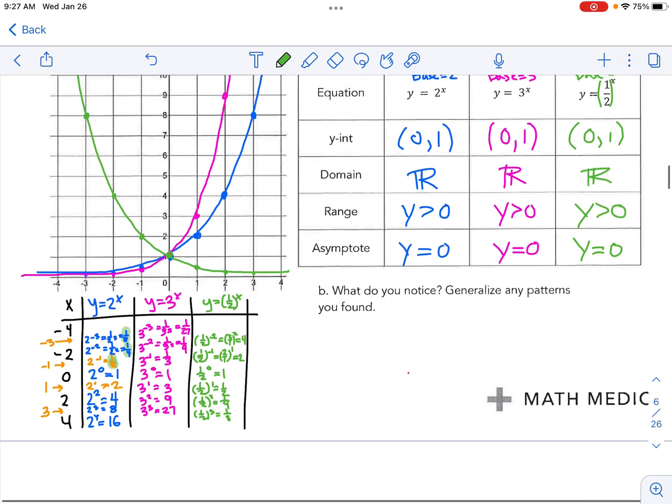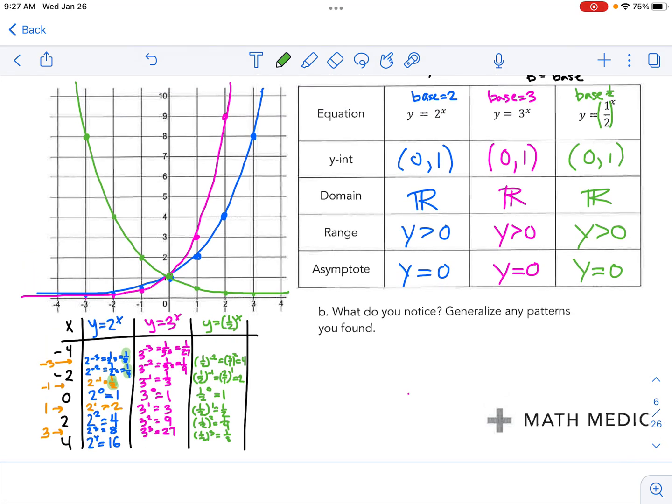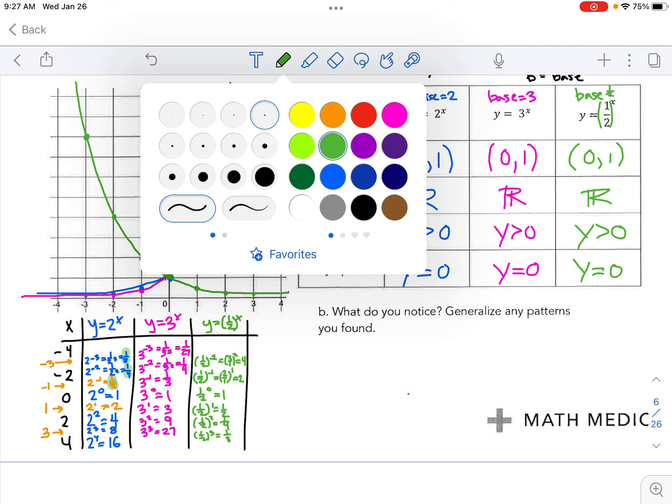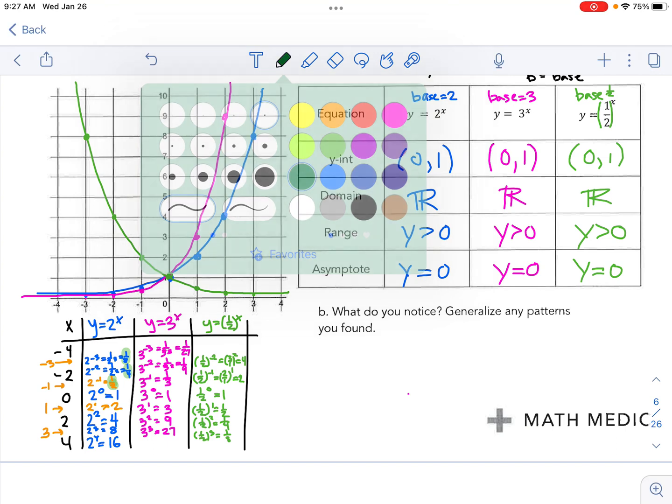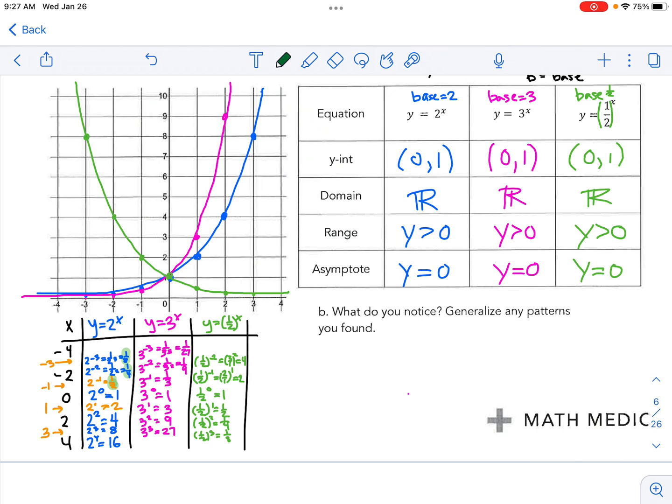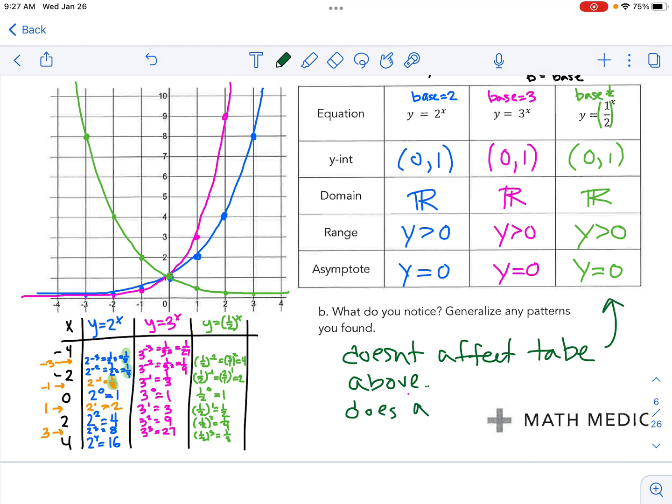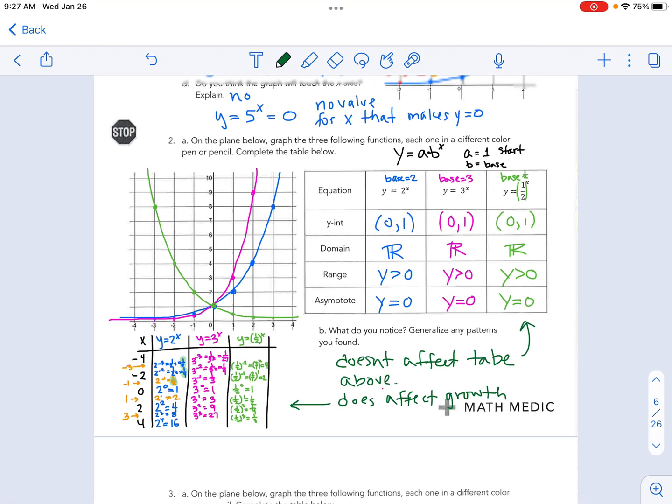So that the table literally stays the same. So that's probably the best comment we have, is that changing the base doesn't affect the table. Above, that one, above, does affect growth. So that's that table.